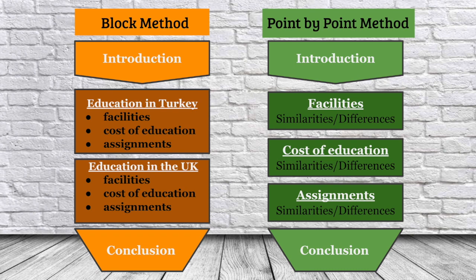Body paragraph 1 is going to be about facilities. It will look at the similarities and differences between the facilities in Turkey and in the UK. Body paragraph 2 will compare and contrast the cost of education in the UK and Turkey. While the last body paragraph will deal with the type of assignments you may have to complete in the two countries.